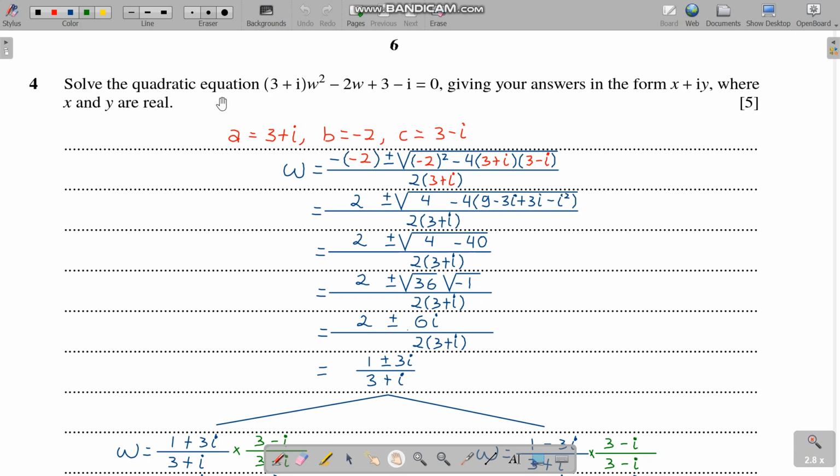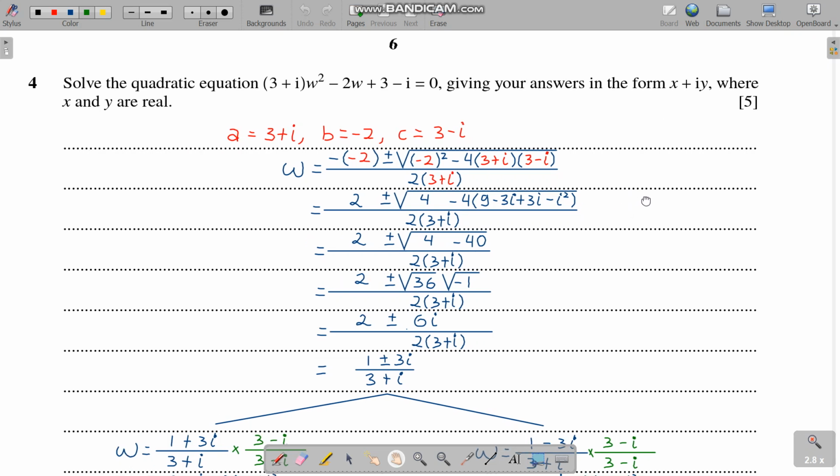First, solve the quadratic equation (3 + i)w² − 2w + 3 − i = 0. Give your answer in the form x + iy, where x and y are real. So this is just like the usual quadratic. We can identify the coefficients a, b, c. The a is 3 + i, the b is −2, the c is 3 − i.